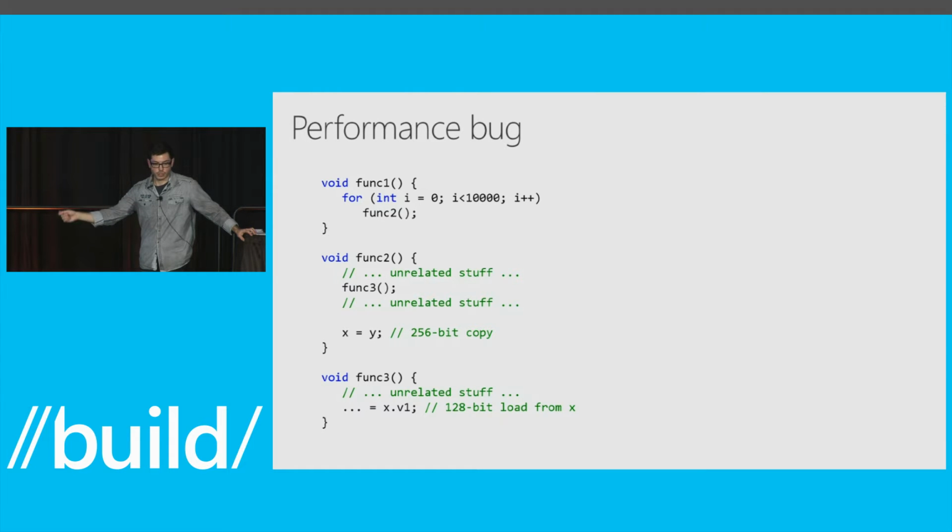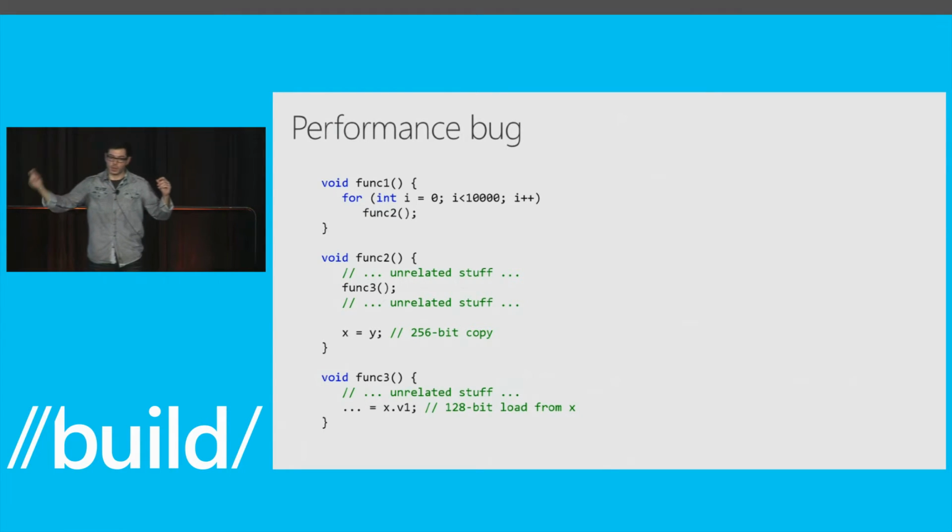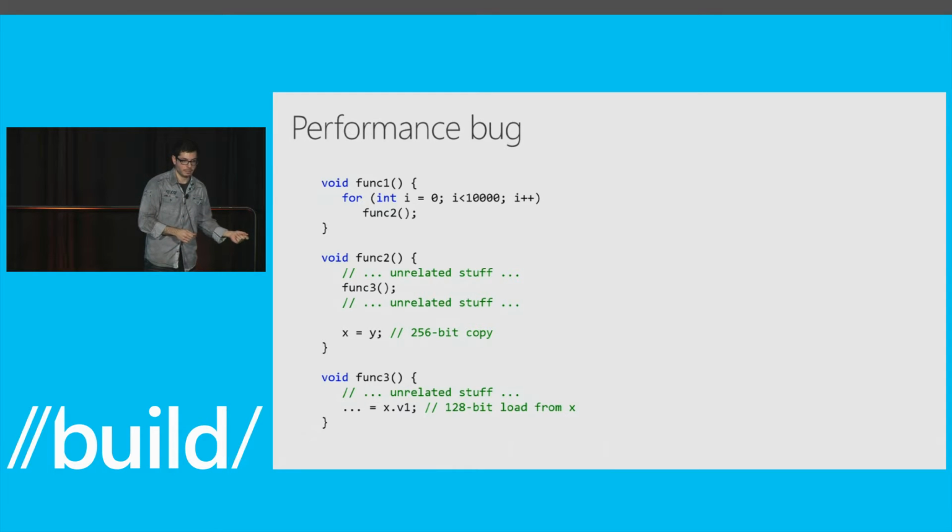So bear with me, because this is what actually happens from the store buffer's point of view. You've got an iteration of, take i equals 100, right? We then call func2, which does unrelated stuff, calls func3. Func3 does its stuff, it returns. We're back in func2, we do some more unrelated stuff. There's our 256-bit store to X. Func2 then returns. We go back into the context of func1.